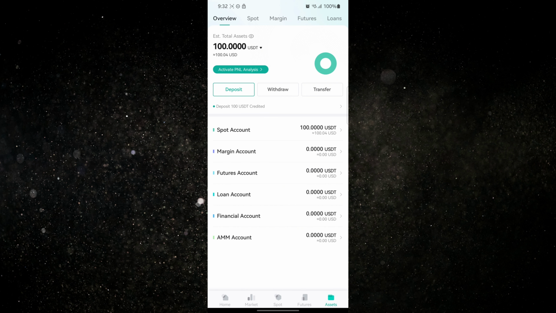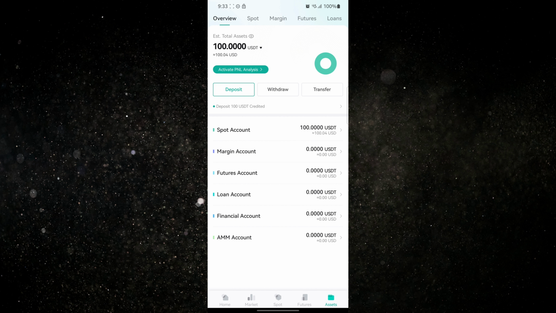So once you've done that and you have your assets in your asset section, by default, your assets are going to be on the spot section or the financial section. I have my USDT in my spot account. Now, in order for me to trade futures, I have to move this from my spot account to my futures account.